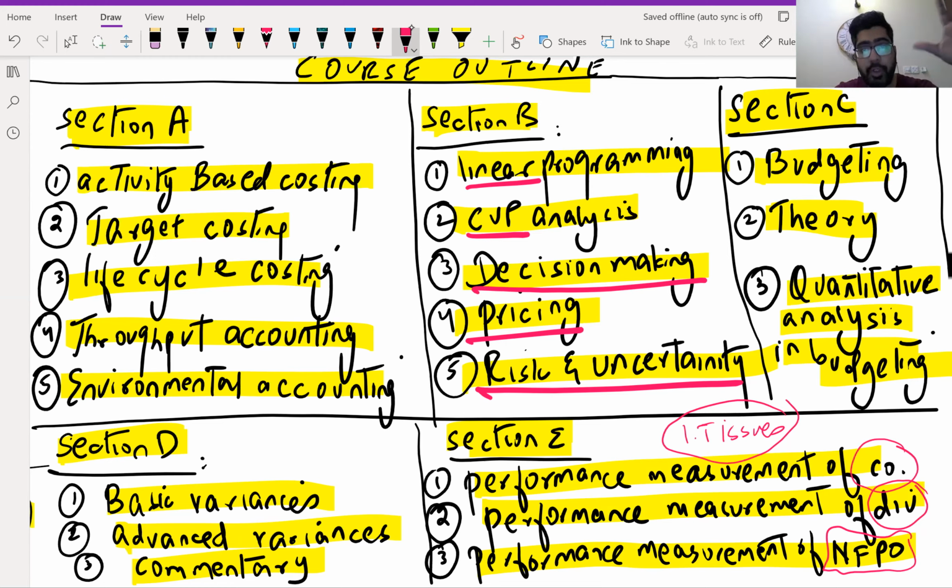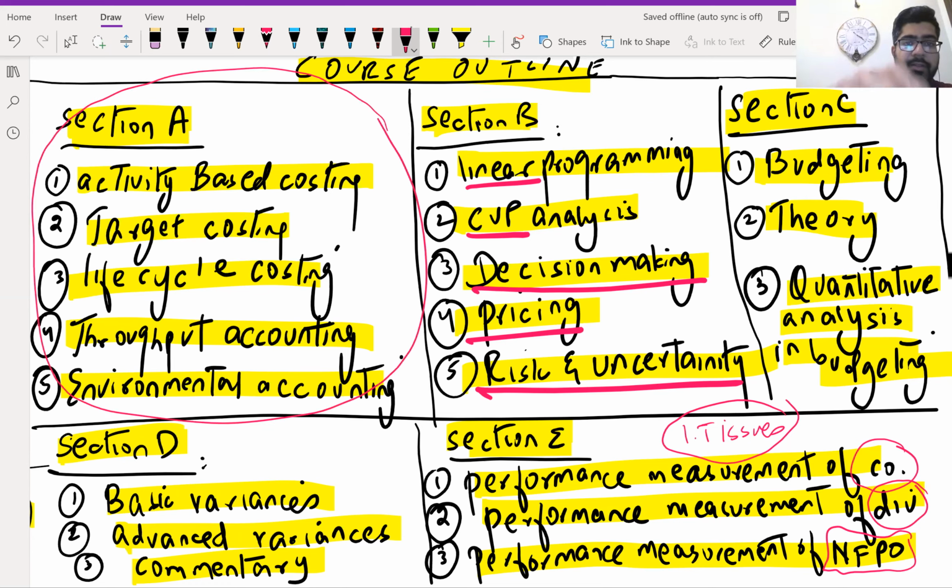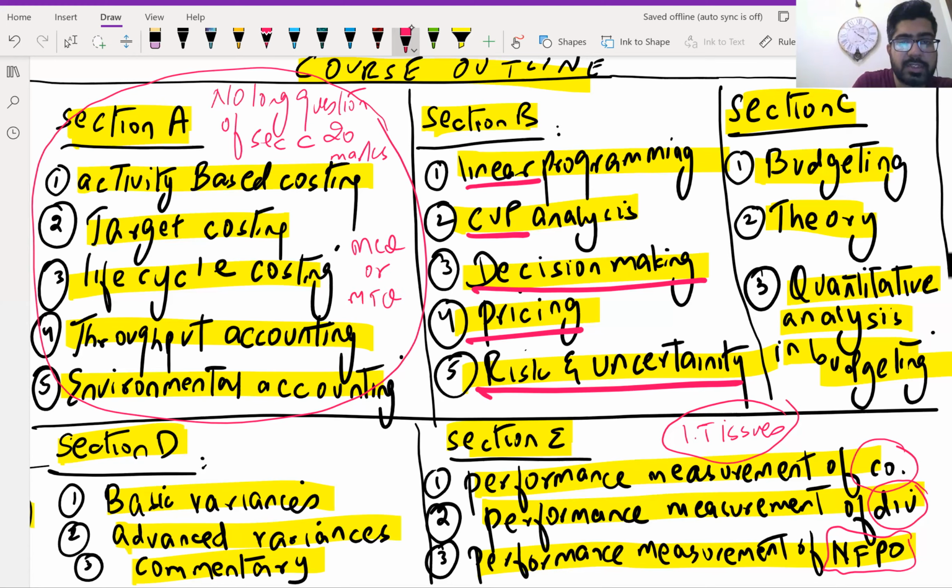Now, what do you know about the paper pattern? That is, how will this paper be tested? There is very limited information available, but whatever information is available, I'm going to tell you. Firstly, always remember this whole section A. Regarding these 5 topics of section A, the examiner has clearly stated there will be no long question of 20 marks from this area. This whole section A will either be tested in MCQ or tested in MTQ.